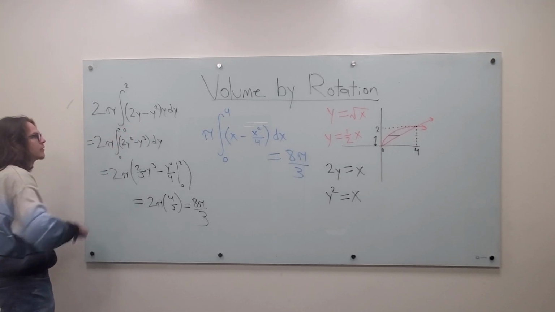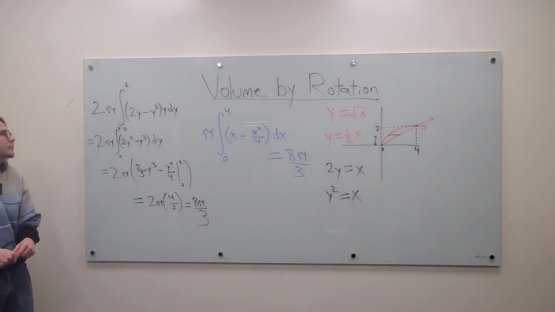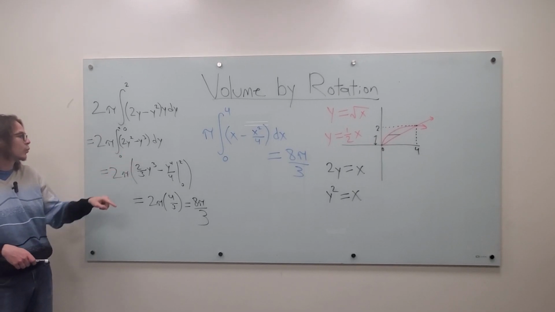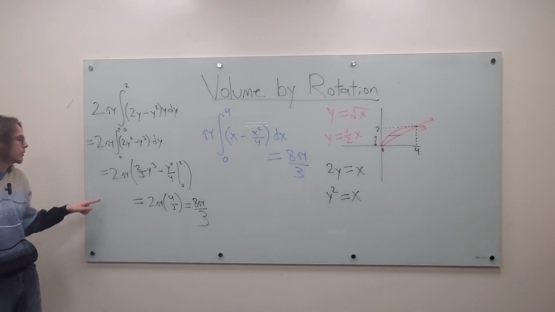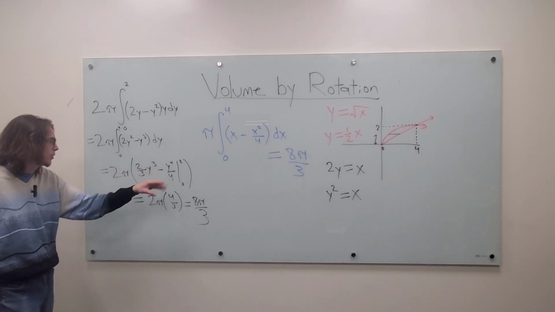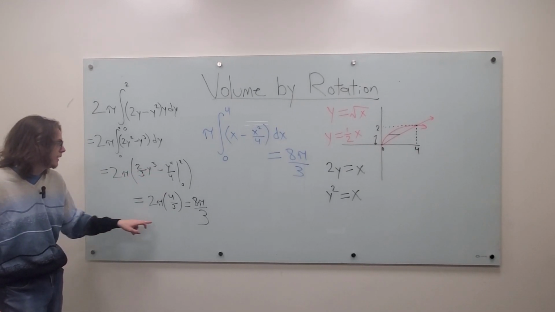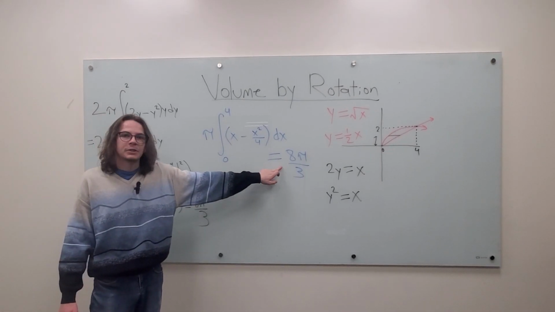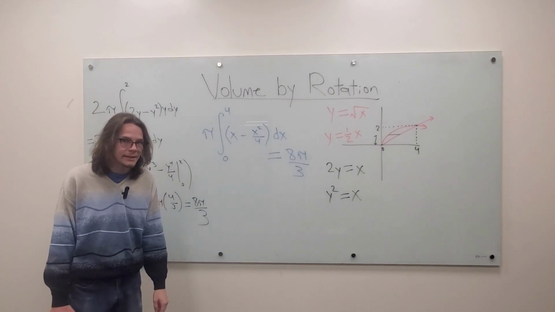And so when we distribute the y, then we get 2y squared minus y cubed from 0 to 2. So it is 2 pi times our whole expression. And in the end, we will get 8 pi over 3, which matches what we got with the disk method.